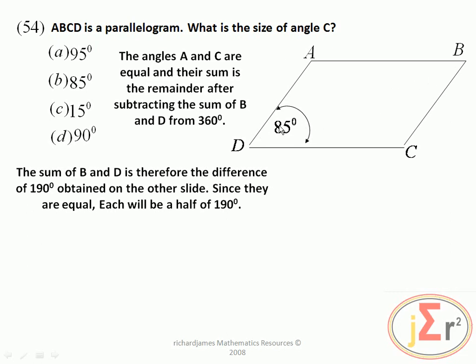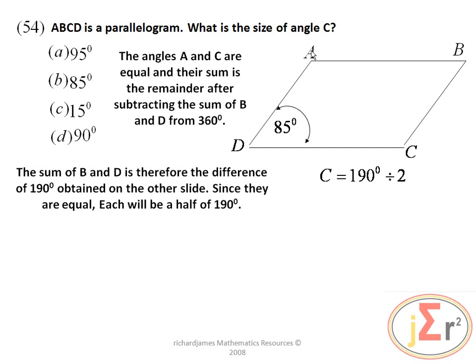Angles in a quadrilateral add to give 360 degrees. So we are taking those two angles, which are equal, from 360 degrees. Therefore, when we took these from 360 degrees, the sum that we get is 190 degrees. But 190 degrees is the sum of these two angles.